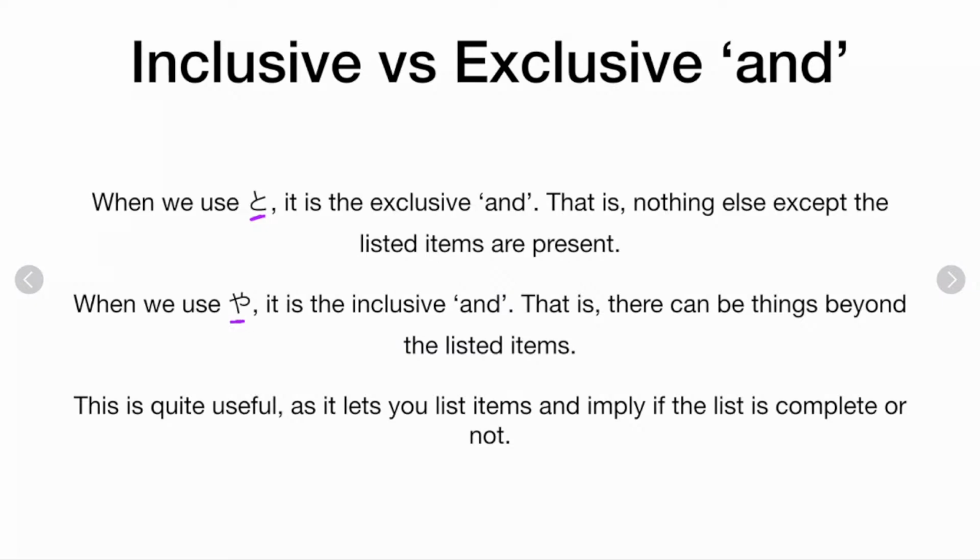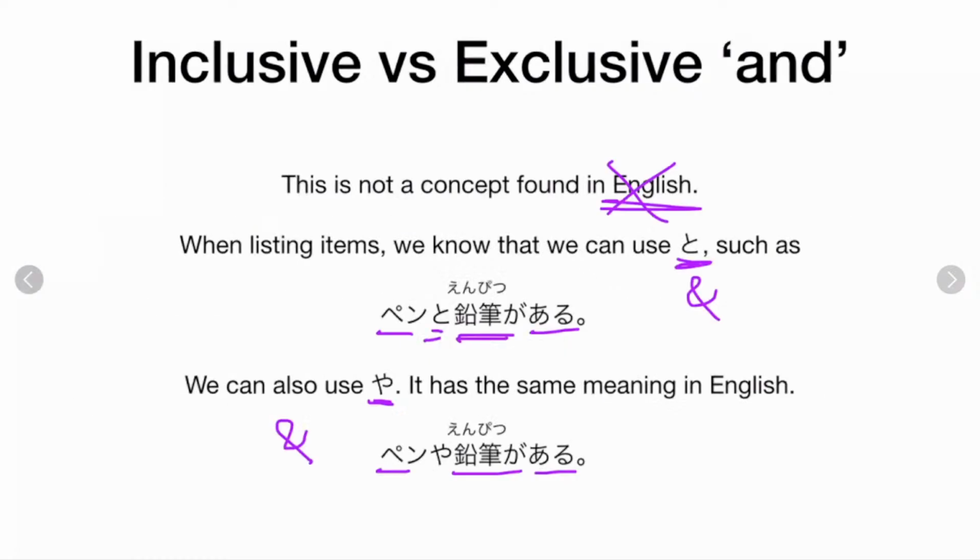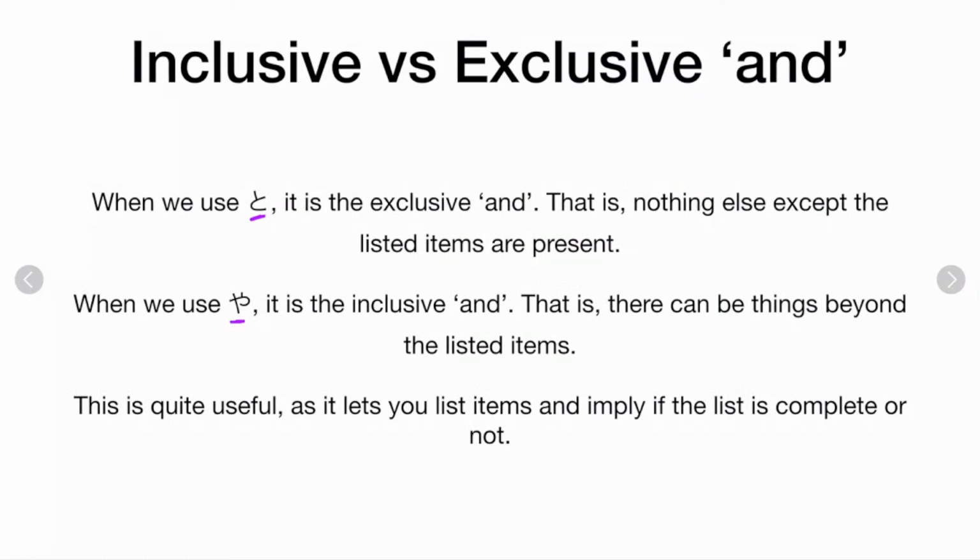"Ya" is inclusive "and," which means that there are potentially things beyond what I'm listing, right? But I'm just mentioning the things that I feel like mentioning. So when we say "pen ya enpitsu ga aru," you could imagine it's like, here's a bunch of things you can use to draw with. There's a pen, there's a pencil, there might be some other stuff. That's when you use "ya."